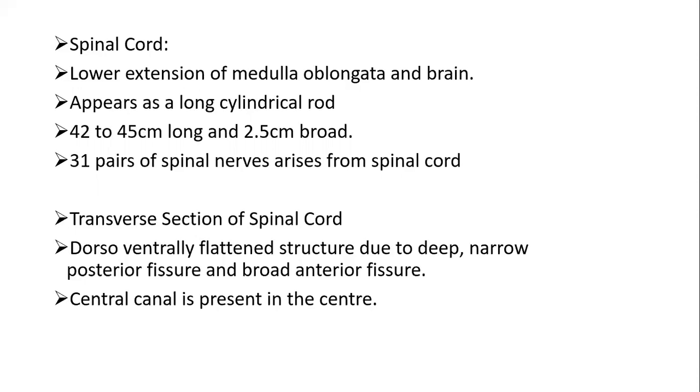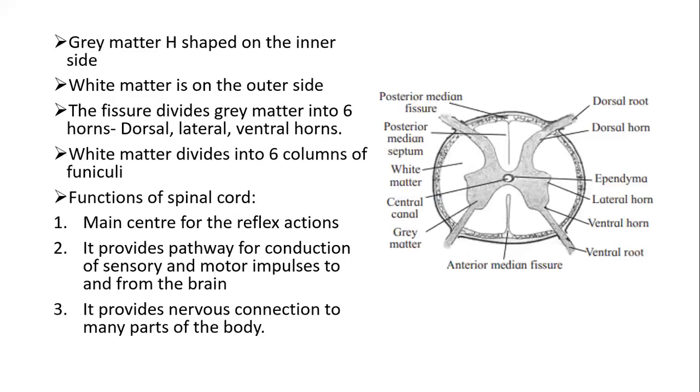Now let us see the transverse section of spinal cord. It is dorsoventrally flattened due to the deep narrow posterior fissure and a broad anterior fissure. Central canal is present in the center. The fissure divides the spinal cord incompletely into right and left part. The gray matter is somewhat H-shaped.